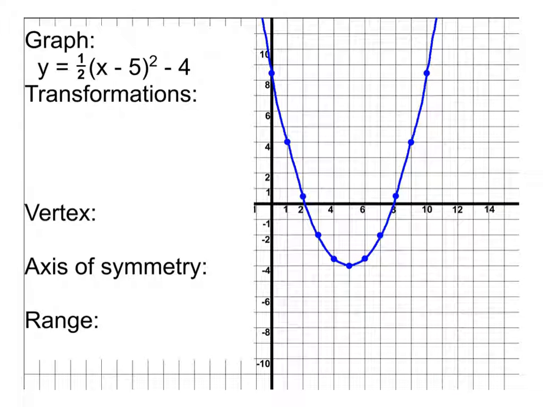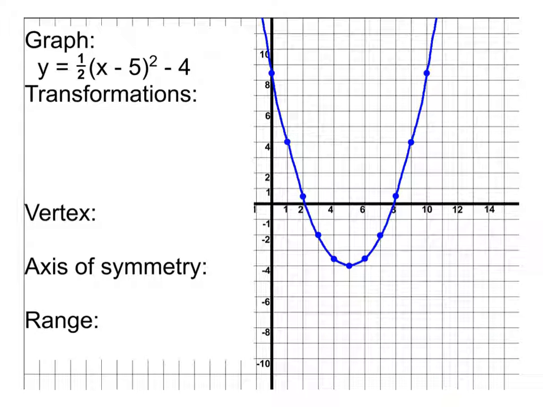All right, now taking a look at some of these other questions, the transformations. How would we describe the transformations for this? Well, the 1/2 would be a vertical compression by a factor of 1/2. The -5 is a shift right 5, and the -4 is a shift down 4. Okay, fine. Which means our vertex is at (5, -4).